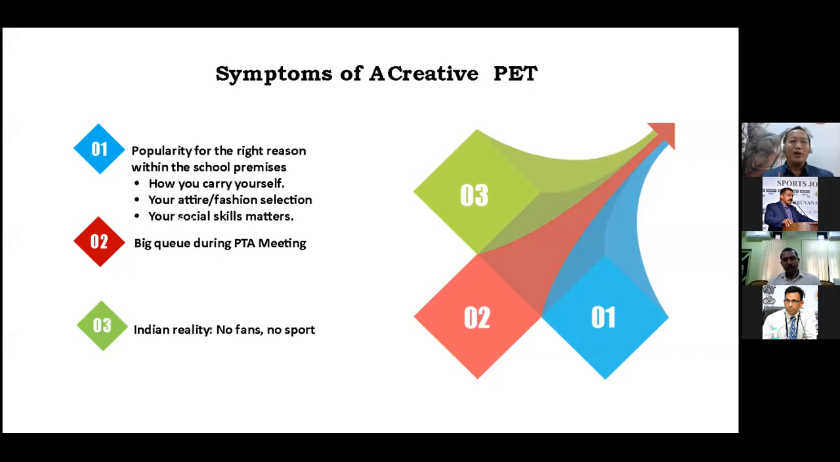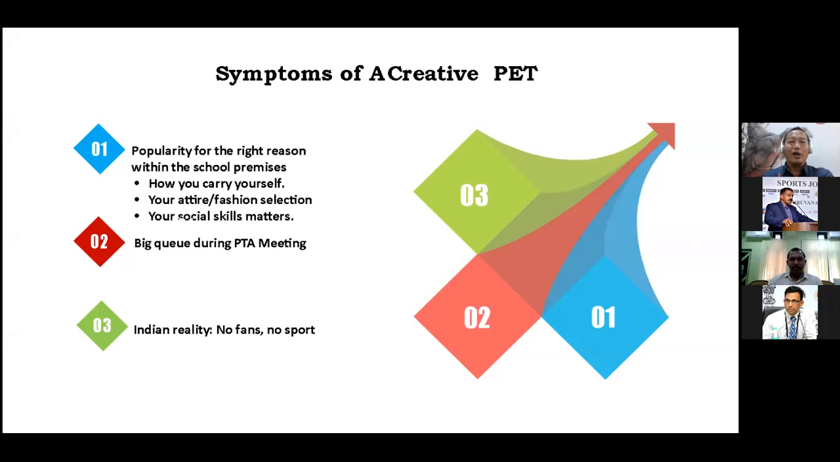This is what I mean by popularity for the right reason. As a physical education teacher, it is so very possible to be popular for the wrong reasons in the school. I don't want you to be that type. I want you to be popular in the school premises for the right reason. And how can you do this? I have 3 important points to discuss under this.